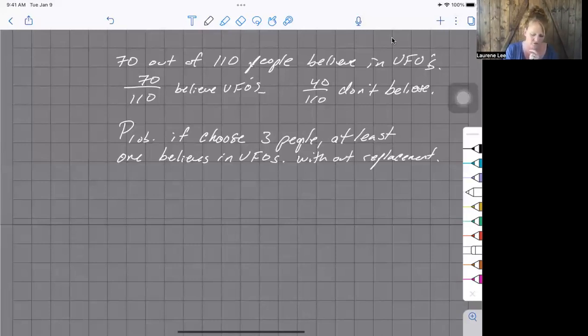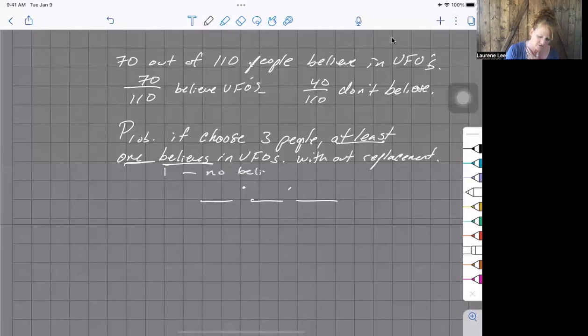Now I want to choose 3 people. So there's 3 events. These are always "and" problems. That at least one does believe. The complement of that is that no one believes. If we want at least one to believe, then no believers is the complement. So what we're going to do is 1 minus no believers. That's our game plan. So I'm going 1 minus, and then this is going to be my no believers scenario.